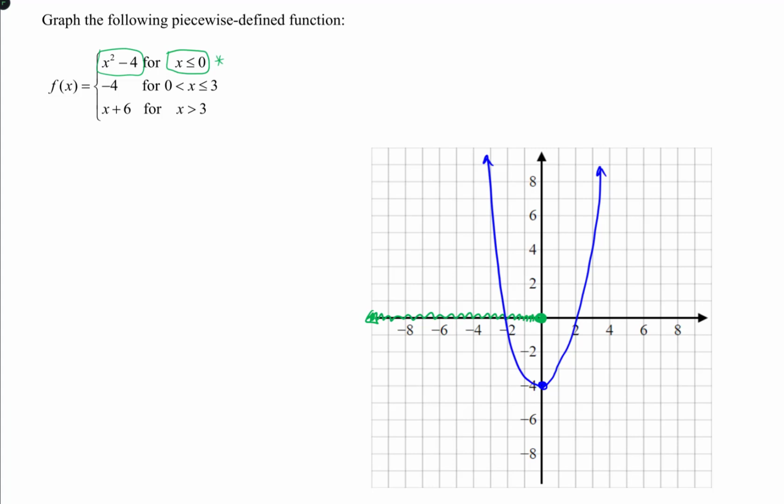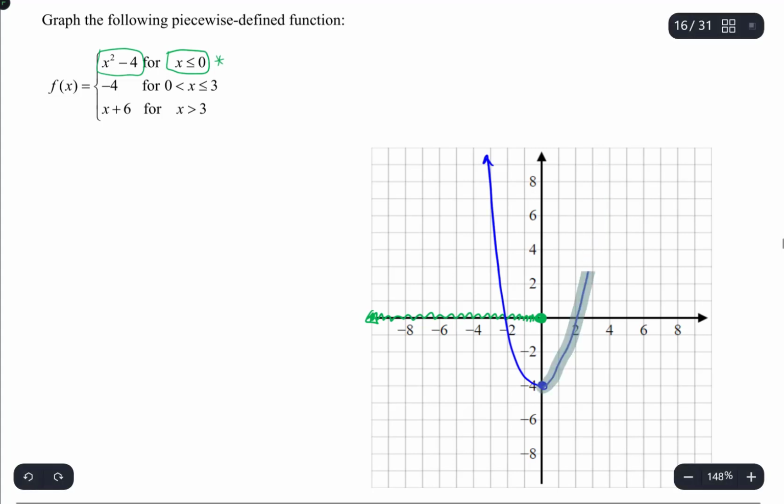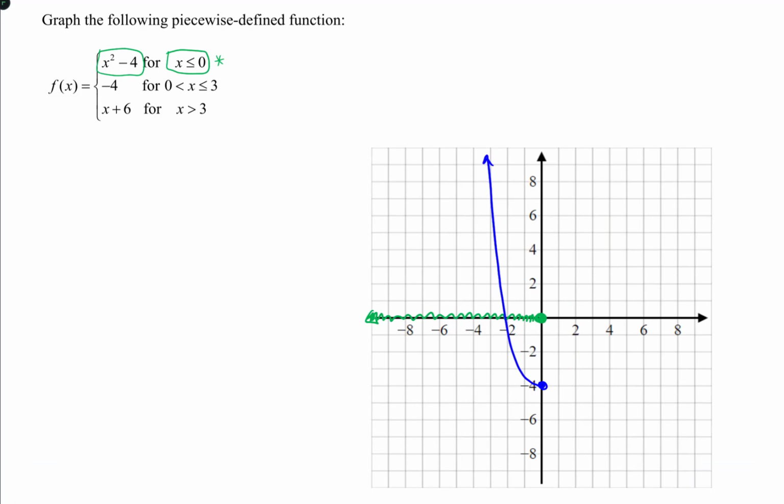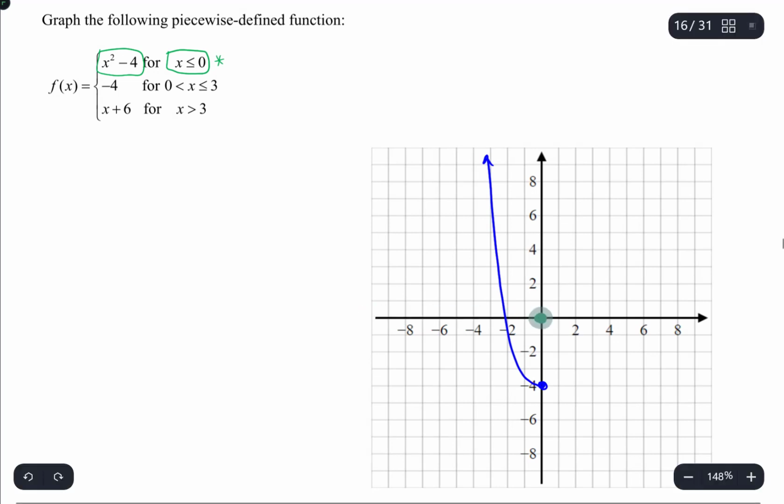Okay, so that's the parabola, but the thing is it's only subject to this green domain. So what that means is this part over here doesn't actually exist. So we want to remove it. It's only the part that's subject to that domain. And that's what makes it the piecewise function.